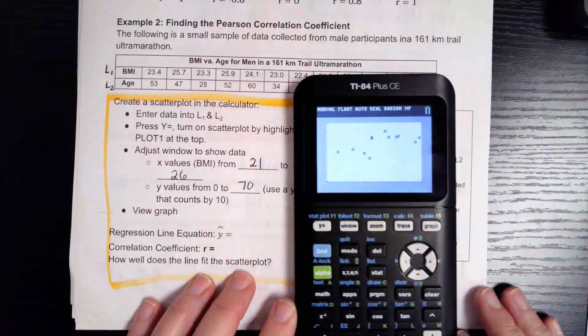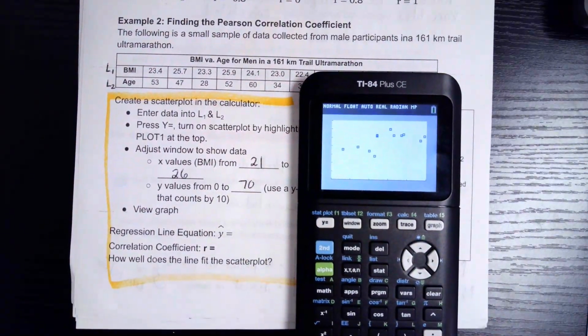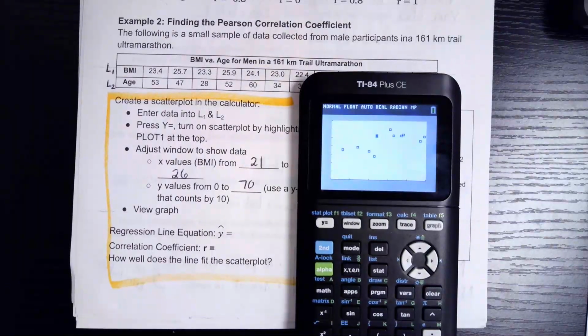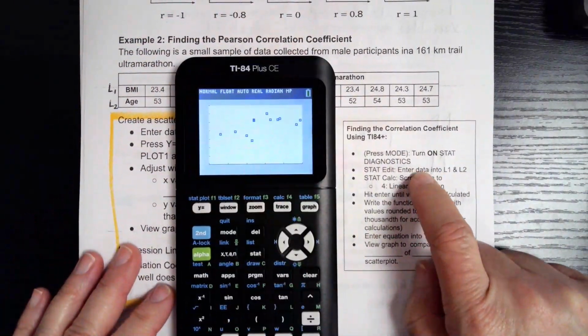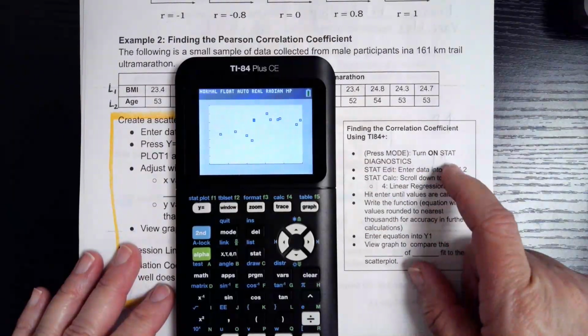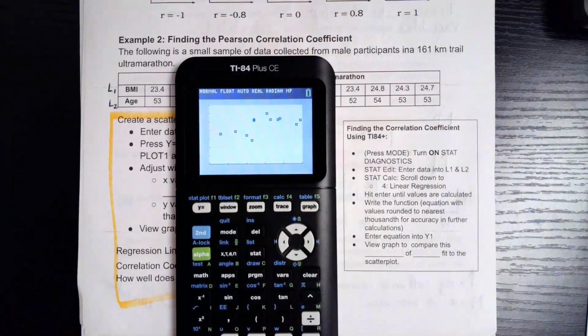Okay, somewhere around. So we can get the calculator to do a couple of things for us. Over here, we can find the correlation coefficient, and we can get the calculator to give us the equation and actually put the equation into Y1 where we don't have to type it ourselves. But don't go too fast here or you're going to miss it. Okay, are you with me?